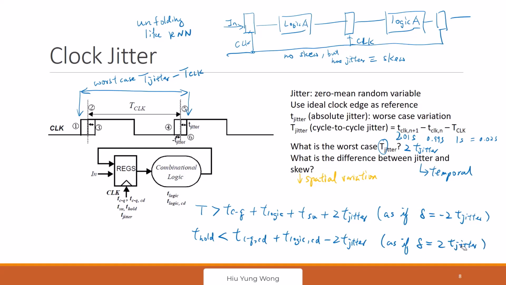So before, if you're talking about the skew, they will have the same sign. But now it's different because we're looking at the worst case condition. Sometimes the skew is positive, sometimes the jitter is more positive, sometimes it's more negative. On one side, it reduces my frequency. On the other side, it makes my whole timing requirement more stringent. So I take the worst case.